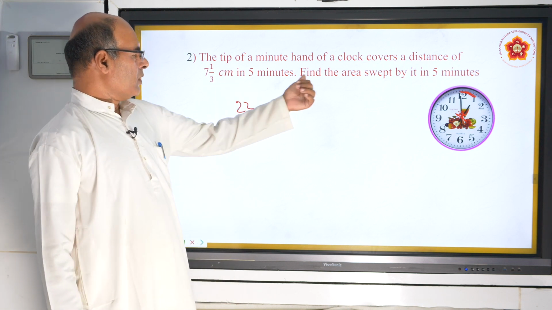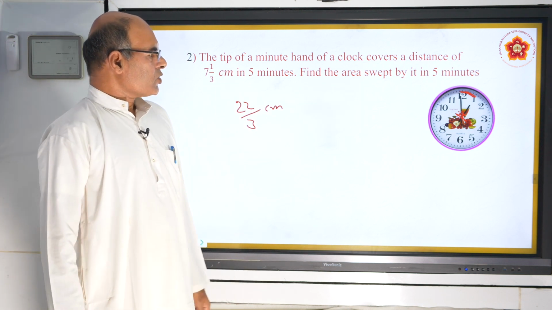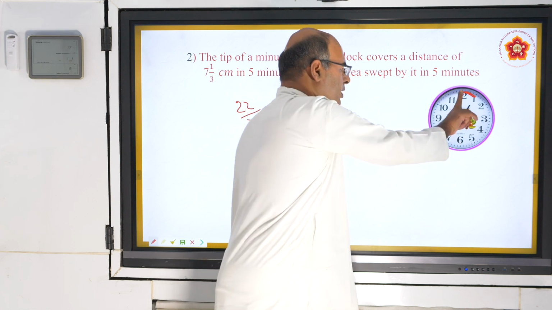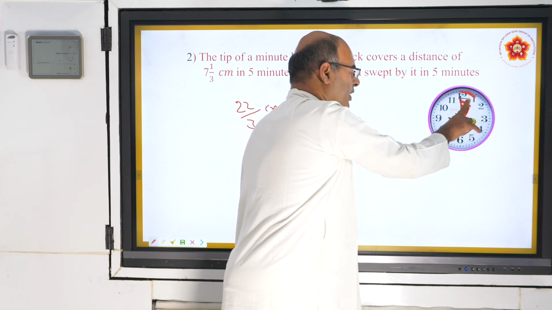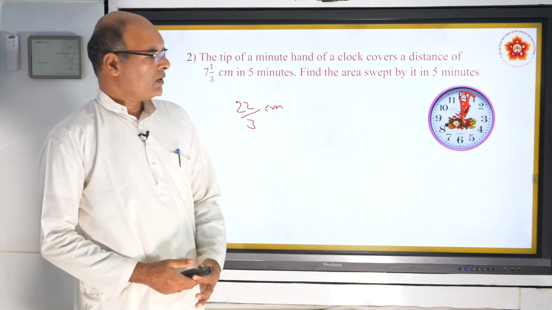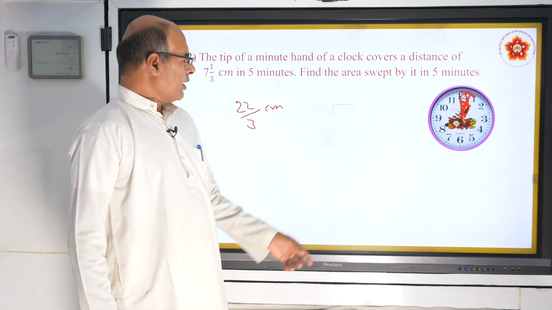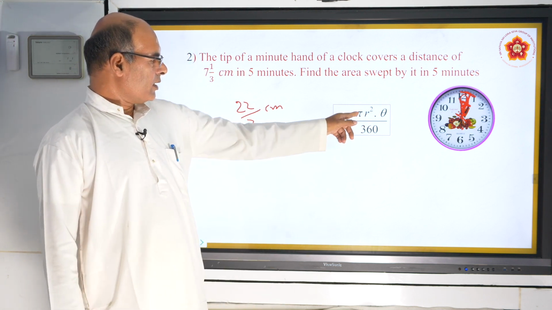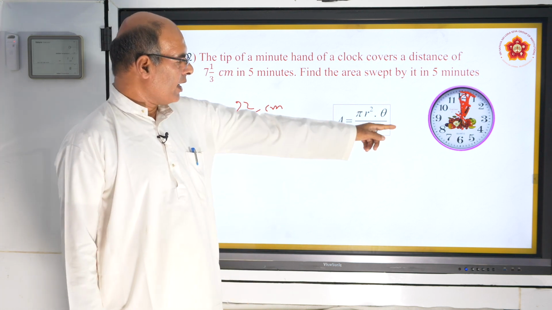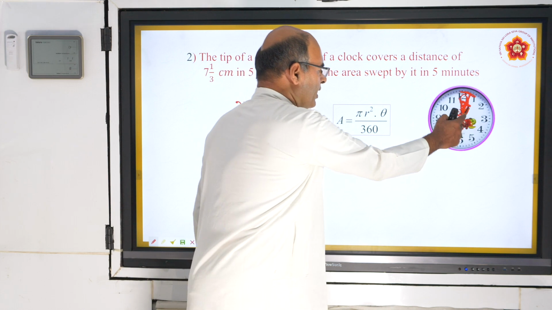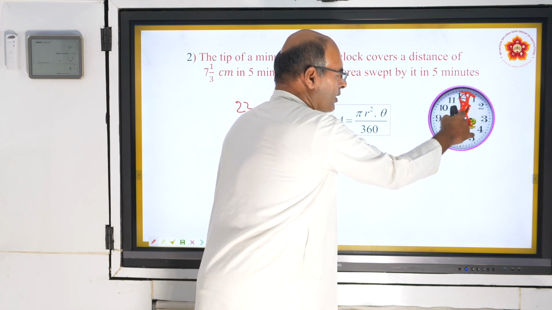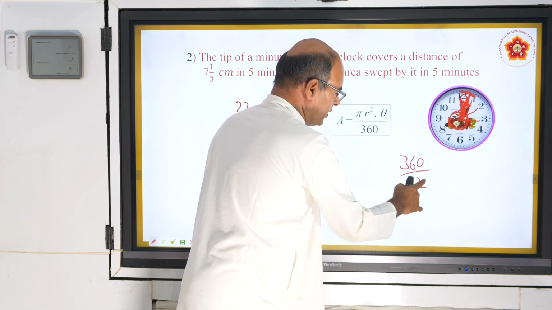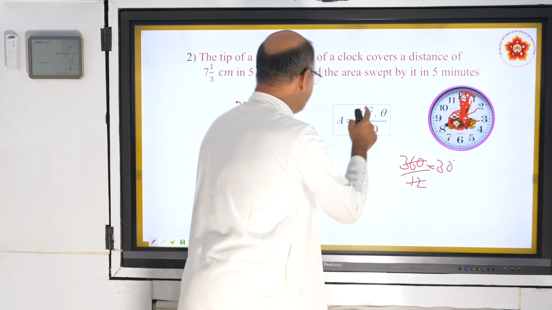Then what we have to calculate? Find the area swept by it. It means the area swept by the minute hand in 5 minutes, when it moves from here to here. This area we have to calculate. We can use the formula: area of sector is equal to pi r square theta divided by 360. Pi we can take as 22 by 7. Theta here: the complete angle is 360 degree. If we make it into 12 parts, then each part is 360 divided by 12, that is 30 degree. Here the value of theta is 30 degree.